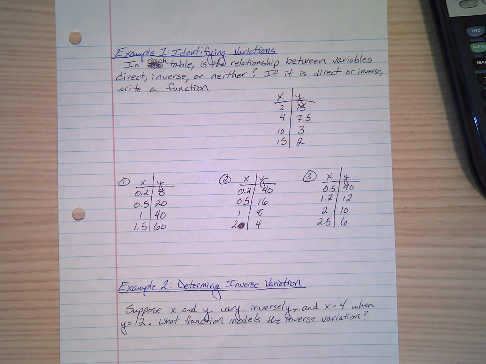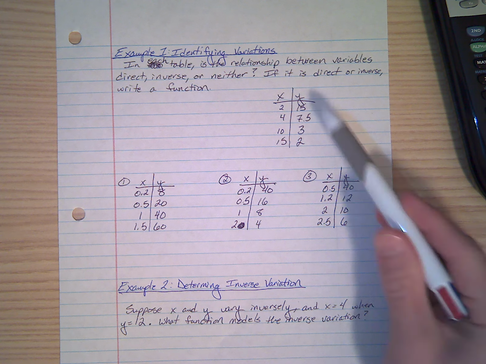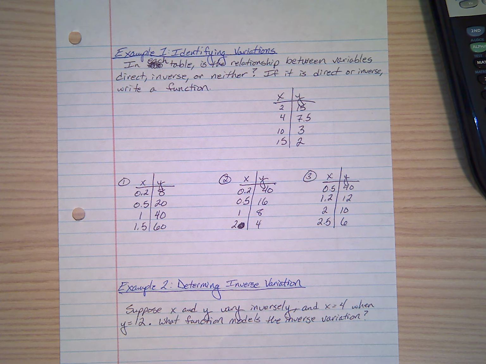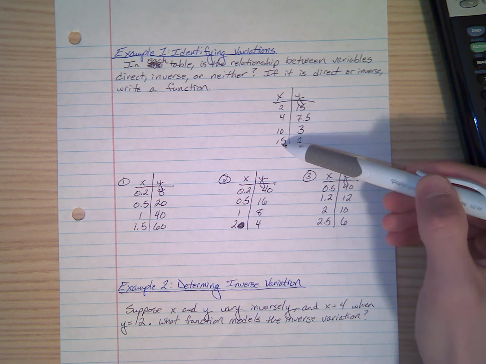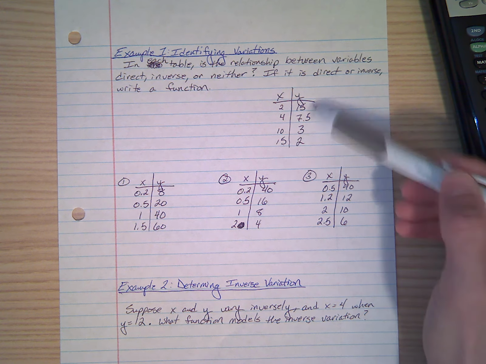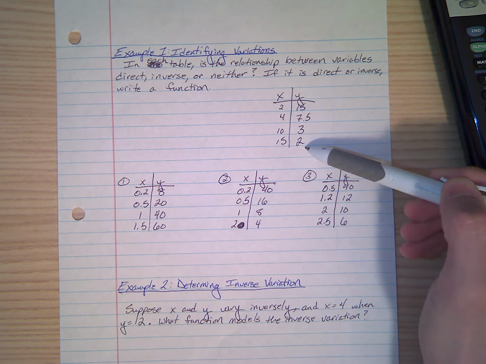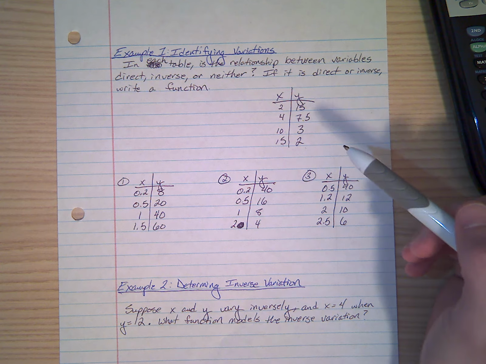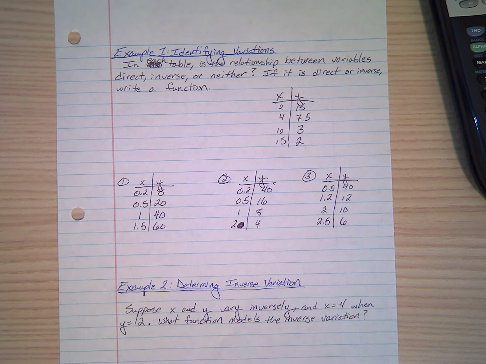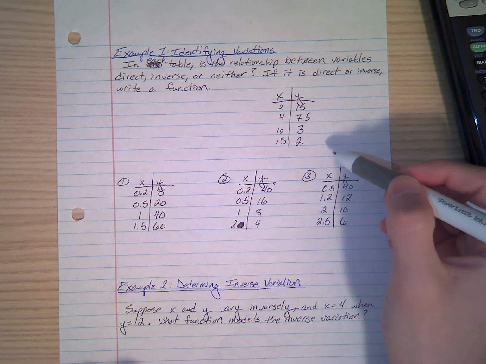Identifying variations. In each table, is the relationship between variables direct, inverse, or neither? If it is direct or inverse, then write a function. So I have first an example problem for me to talk to you about. Notice how x is increasing each time and y is decreasing each time. So that right away tells you that it could be inverse, because inverse is as one goes up, the other goes down. So this could be inverse.